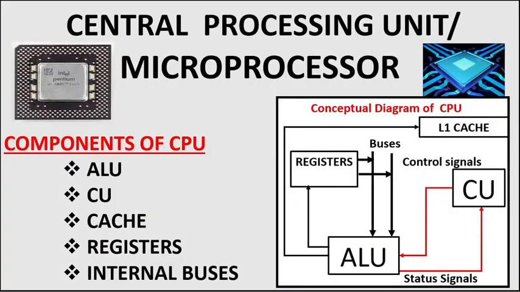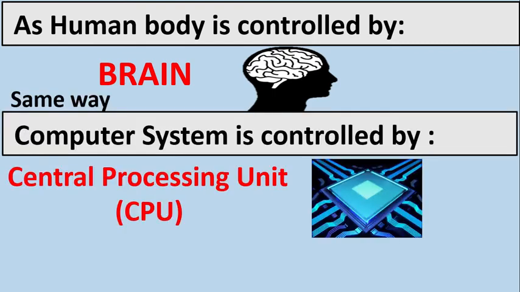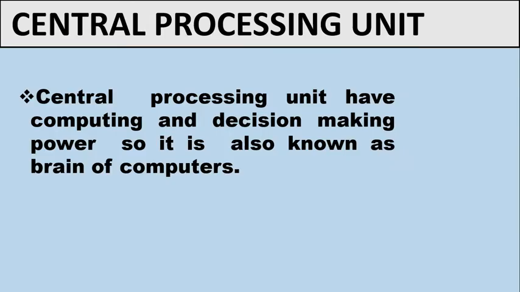In this lesson, we will learn about the central processing unit and its different components. As the human body is controlled by the brain, in the same way a computer system is controlled by the central processing unit. So we can say CPU is the brain of the computer system. Central processing unit has computing and decision making power, so it is also known as the brain of computers.